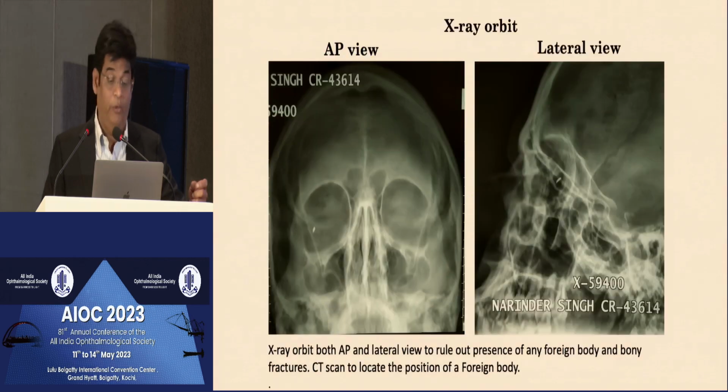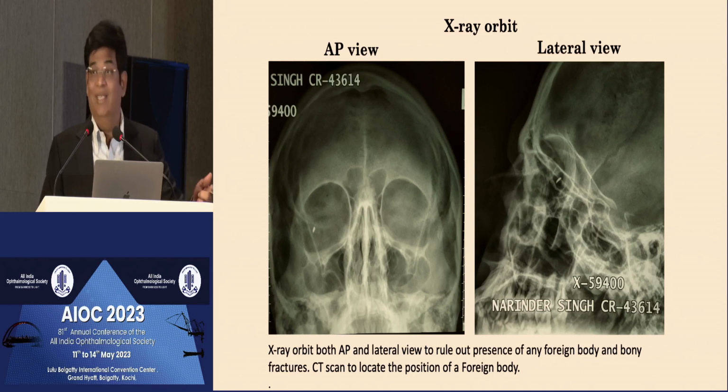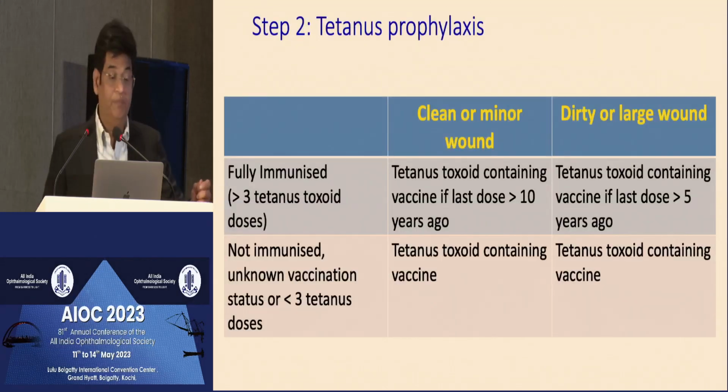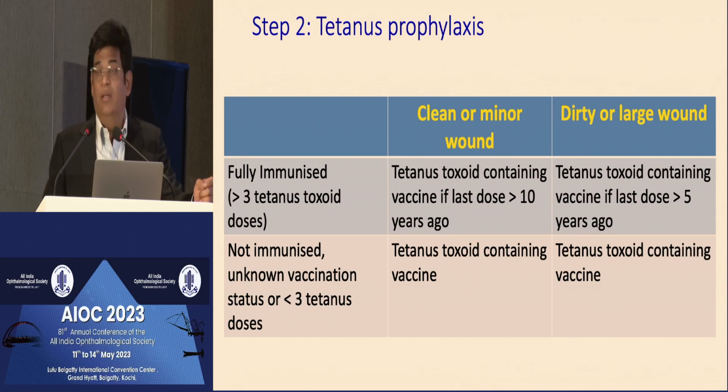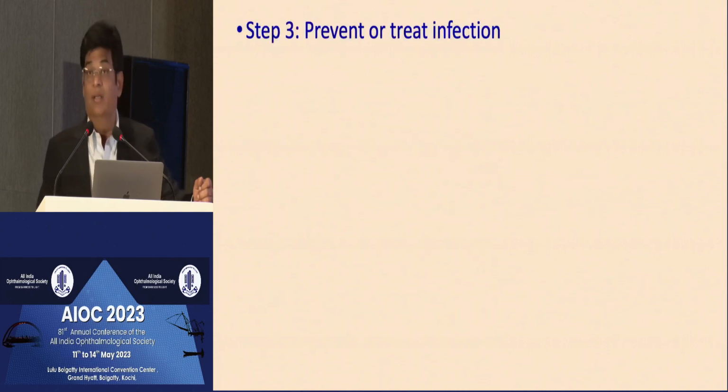Also, rule out any foreign body either by a gentle ultrasound or by X-ray, which should be a rule in these patients, especially from a medico-legal point of view. Now, something which we ignore is the tetanus prophylaxis. The protocol is that if the patient is fully immunized, with more than 3 TT doses, and the wound is clean or minor, we should give the TT if the last dose was more than 10 years ago. If it's a dirty, large wound, we should give the tetanus toxoid if the last dose was more than 5 years ago. Of course, non-vaccinated patients need a tetanus toxoid every time.